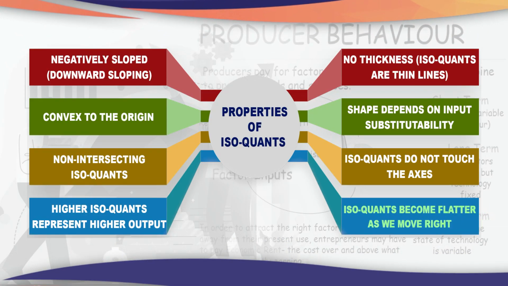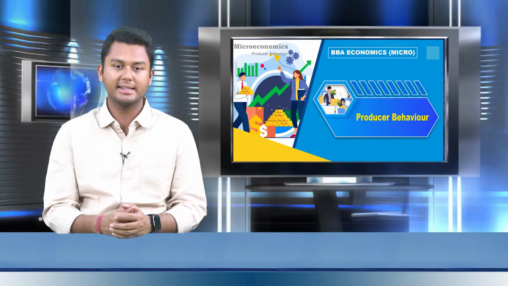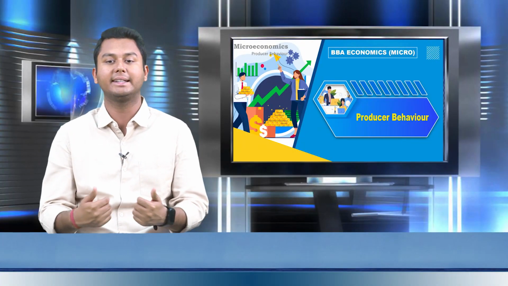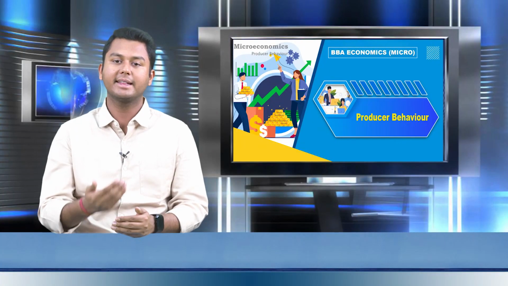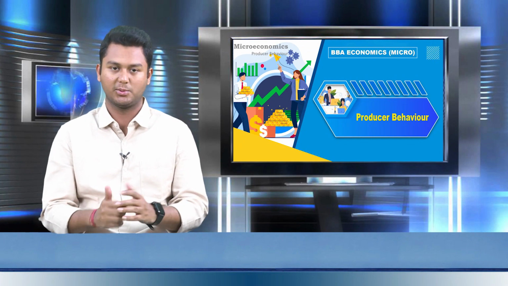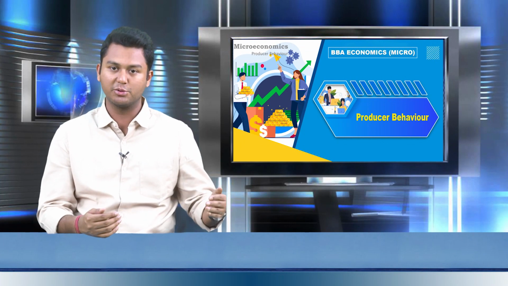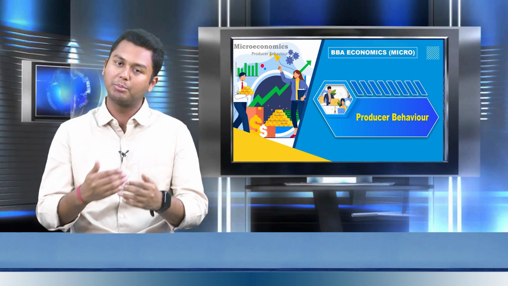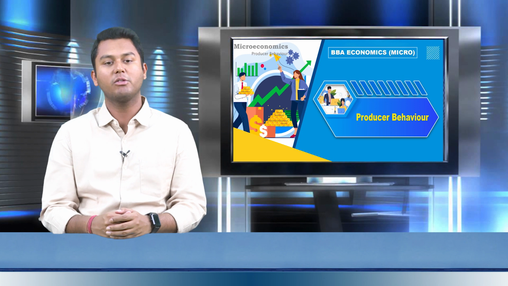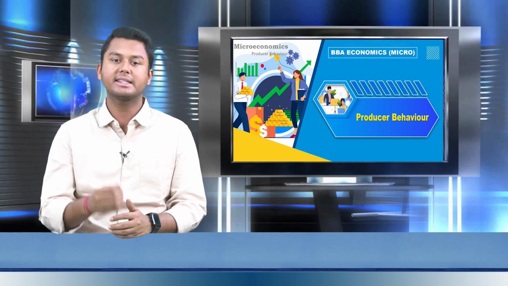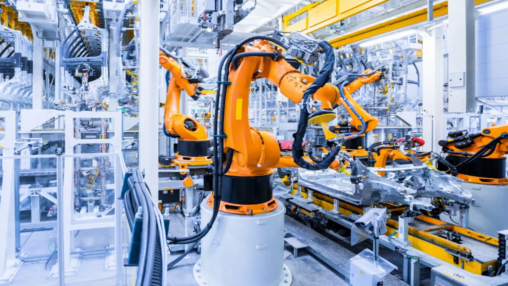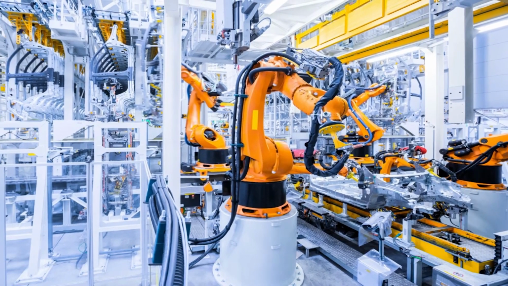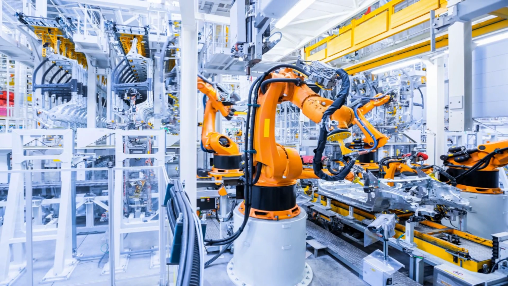Further, the next property states that an isoquant becomes flatter as we move to the right side. That is, as we move along an isoquant, it flattens, meaning that the MRTS diminishes. Initially, a firm can easily substitute labor for capital or vice versa, but as substitution continues, the benefit from the additional input declines. This follows the law of diminishing marginal productivity, which says each additional input has less effect on output after a certain point. For example, initially replacing workers with machines in a factory may increase efficiency.